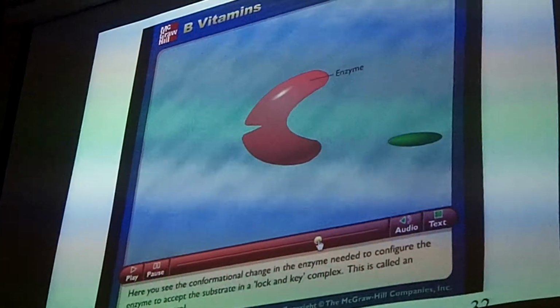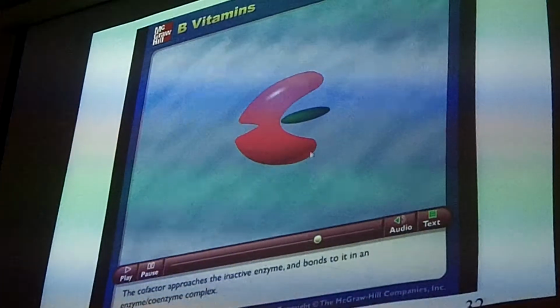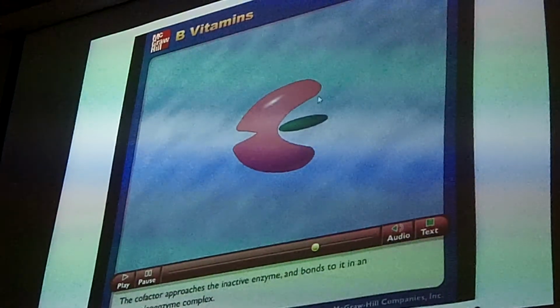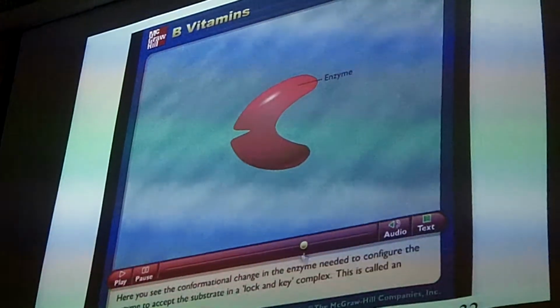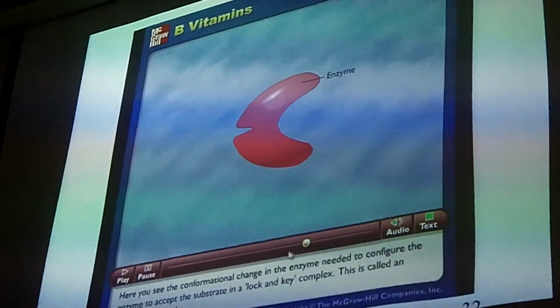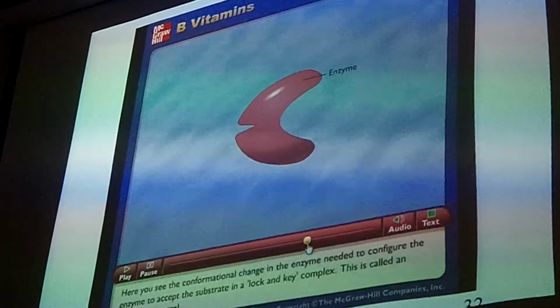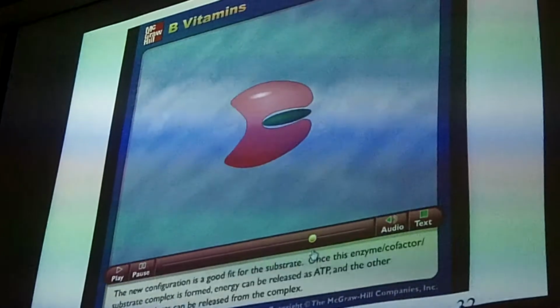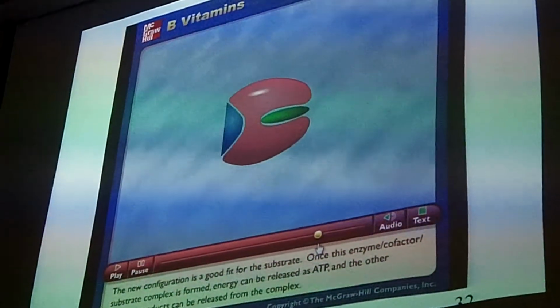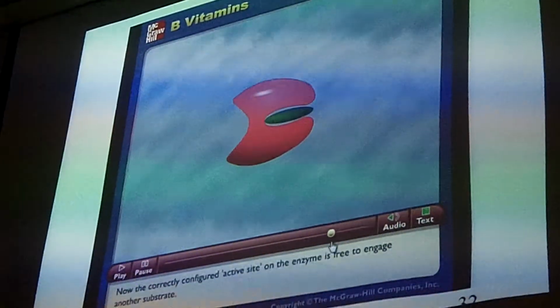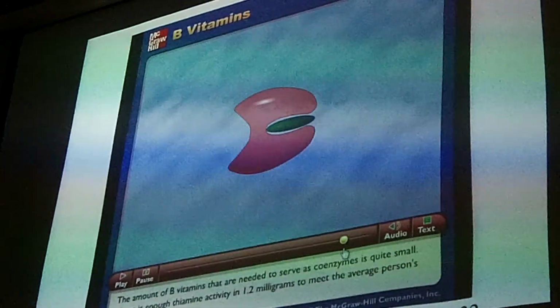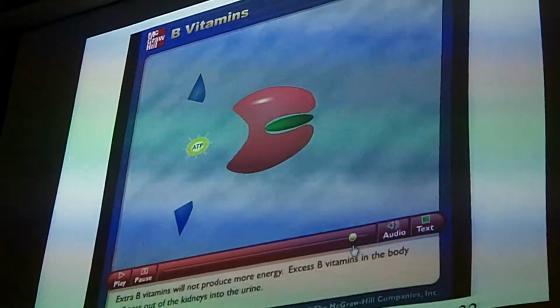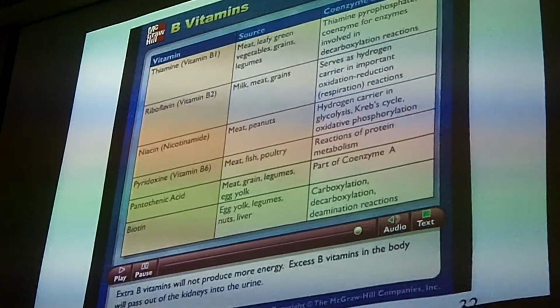Here comes another one. This is what we call a coenzyme. It is a molecule that helps an enzyme work. Cofactors and coenzymes are both molecules that help enzymes work. So here comes a coenzyme, and look, it gives the enzyme the right shape so it can do the reaction. And the enzyme can just do one reaction after another.